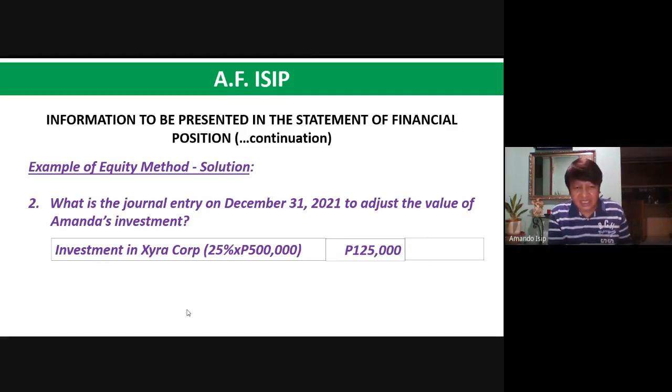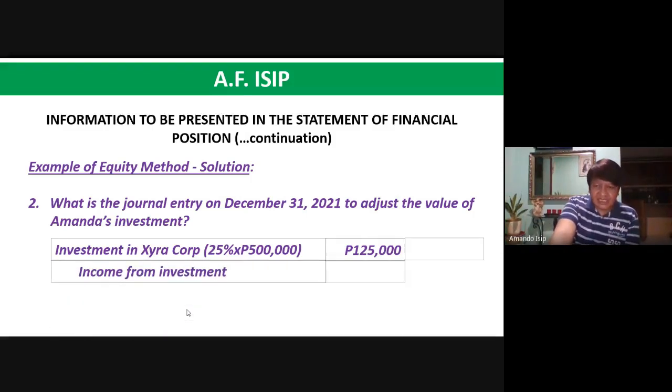Why is the entry just like that? Why did we debit investment in Syrah? Because we will increase the investment in Syrah because we are using the equity method. And under the equity method, we are using the principle in retained earnings wherein any income is added. That's why the share of Amanda in the net income of Syrah, which is 25% of 500,000, is added. That is why the entry is debit investment in Syrah Corporation, 125,000, and credit income from investment, 125,000 pesos.